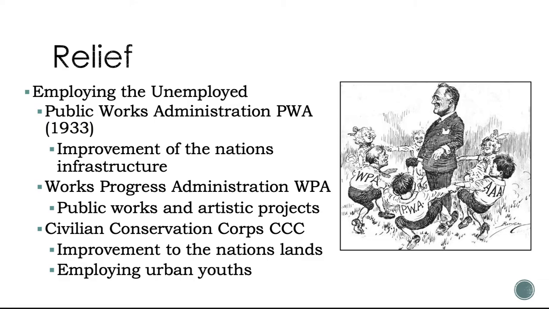The next way we get people employed is the WPA, the Works Progress Administration. This is going to employ mostly unskilled men to carry out public works infrastructure projects. They're going to build new school buildings, over 4,000 of them. They're going to build new hospitals.